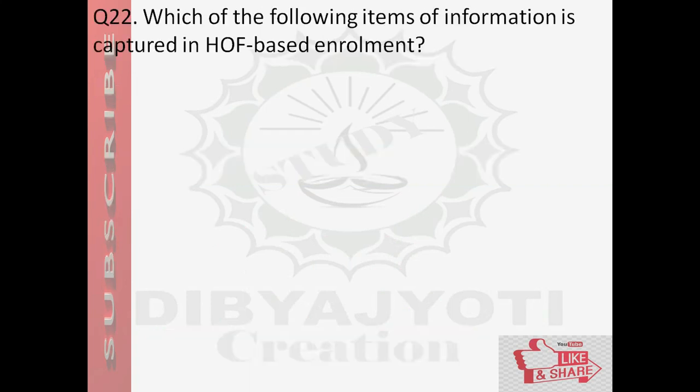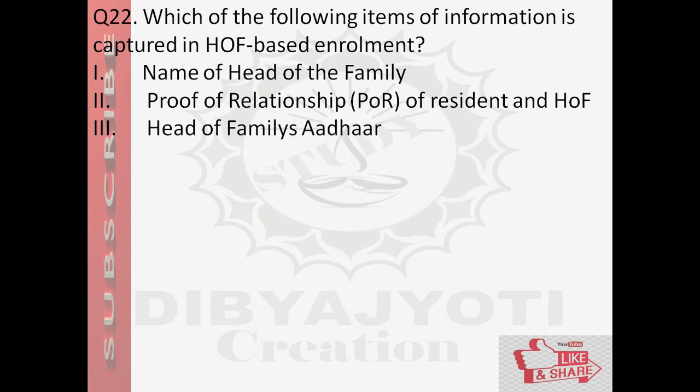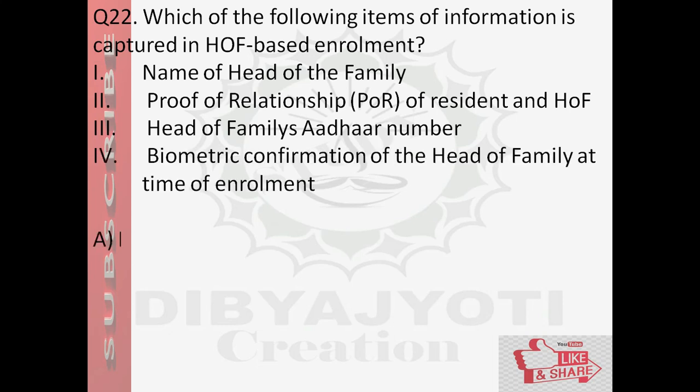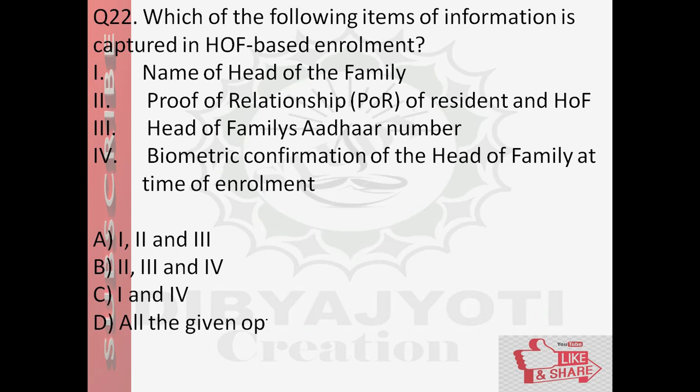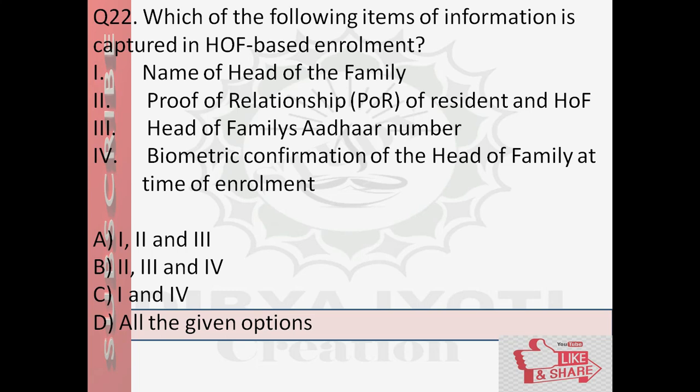Okay, next, move on to question number 22. Which of the following items of information is captured in HOF based enrollment? Bit 1, name of head of the family. Bit 2, proof of relationship of resident and HOF. Bit 3, head of family Aadhaar number. Bit 4, biometric confirmation of the head of the family at time of enrollment. Options are option A 1, 2, 3, option B 2, 3, 4, option C 1 and 4, option D all the given options. And answer is option D, all the given options.